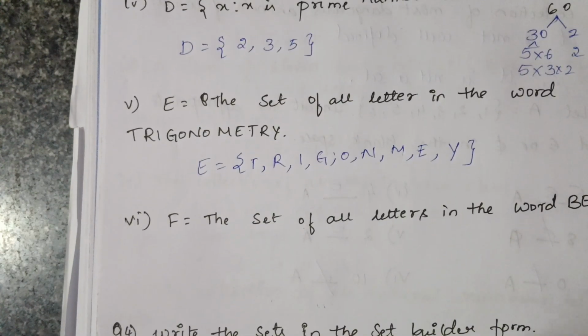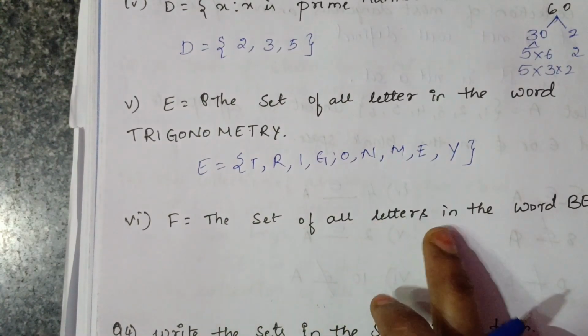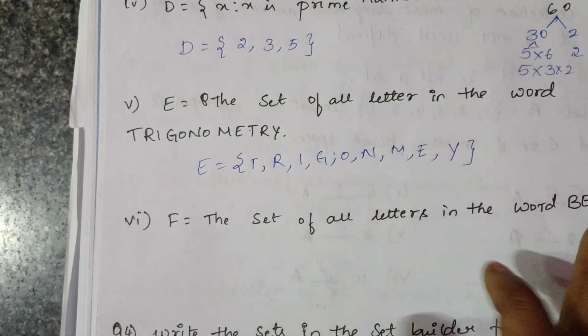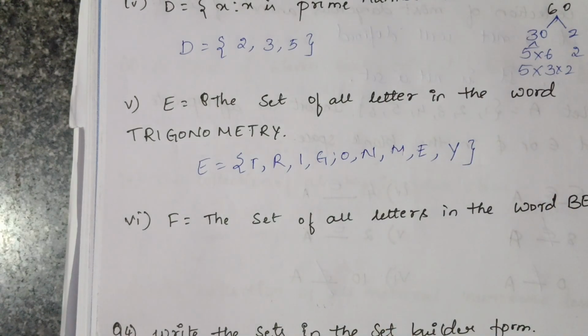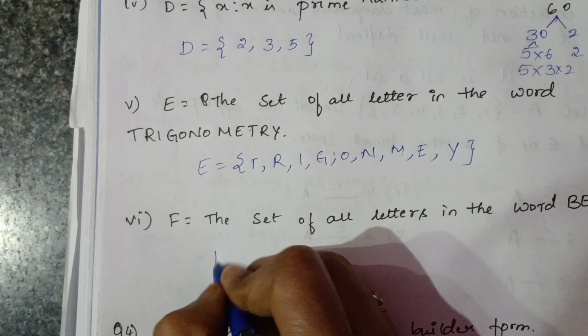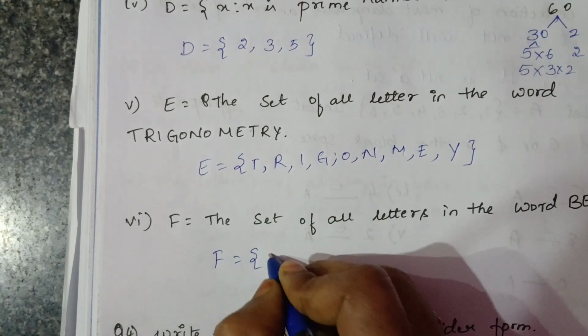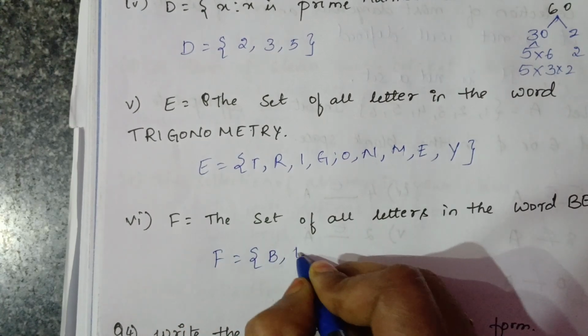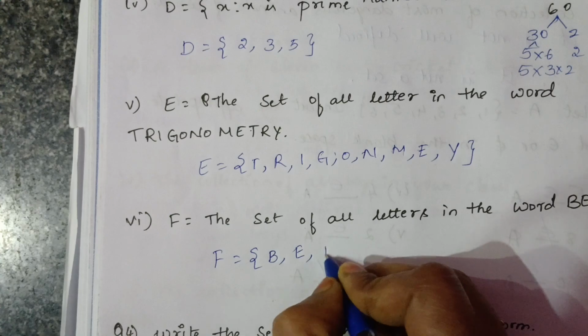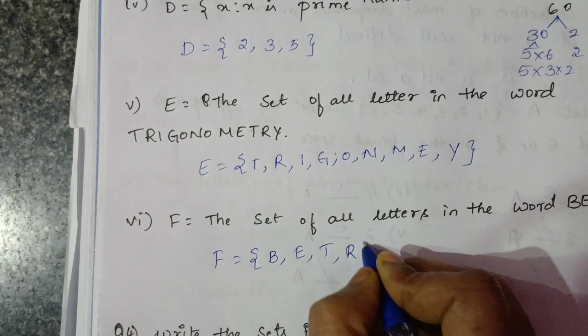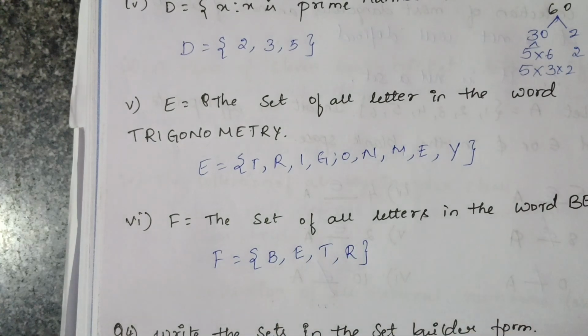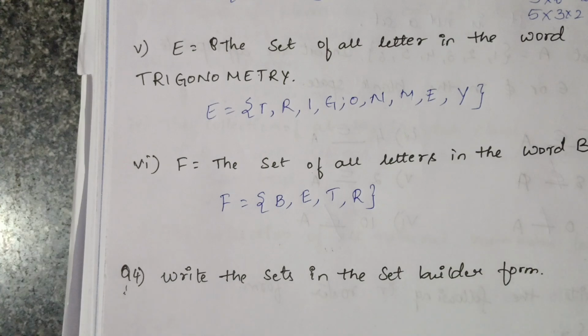Next question. The set of all letters in the word BETTER. In the same way, repeated letters should not be in the set. So we can write it as B, E, T, R. This is the roster form. If you have any doubt, you can comment.